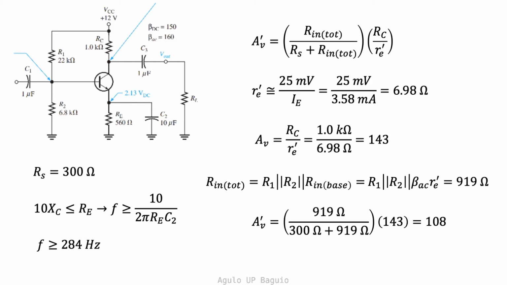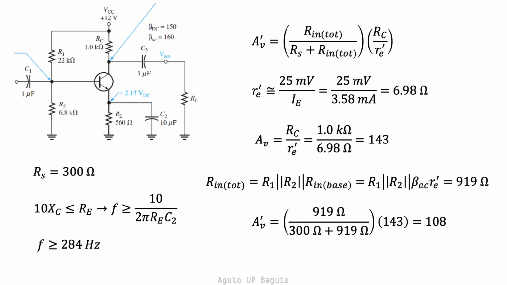We can then determine the voltage gain from the base terminal to the collector terminal. The gain is then 143. To get the attenuation, we need to solve for the total input resistance, which is the equivalent parallel resistance of R1, R2, and the input base resistance. We already determined the input base resistance to be equal to the AC beta parameter times the AC emitter resistance.